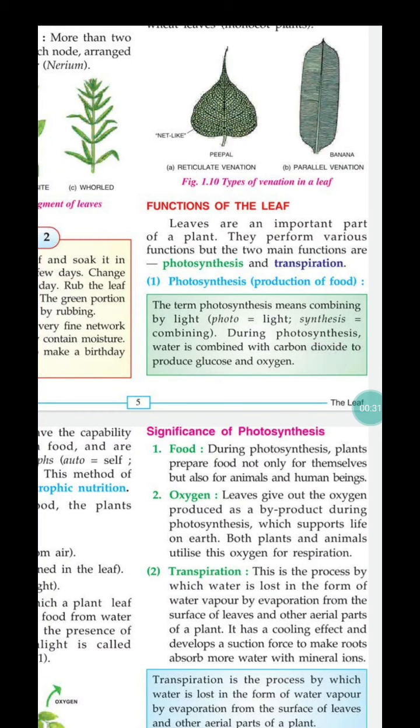Functions of the leaf. The leaf has two major functions, photosynthesis and transpiration. Photosynthesis. In the name itself, we have the meaning of it. Photo means light. Synthesis means produce or combine.